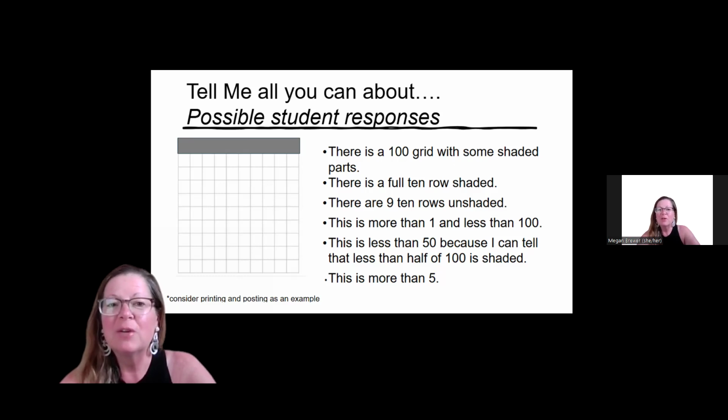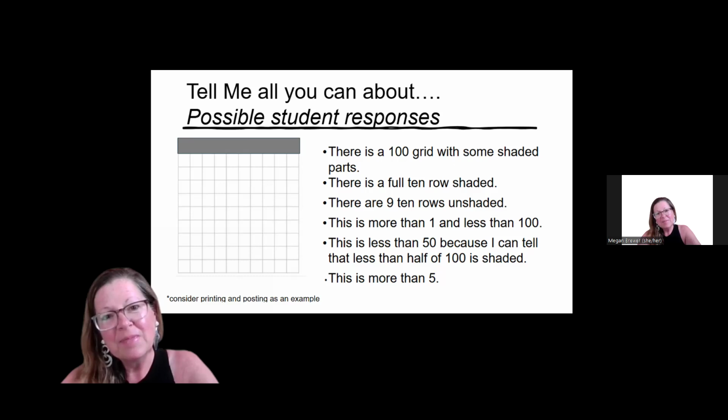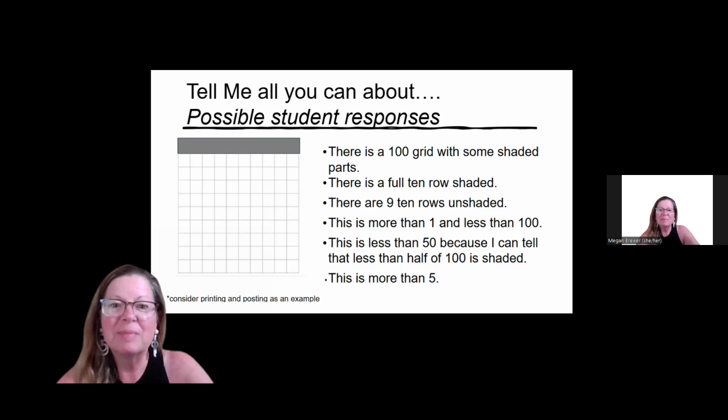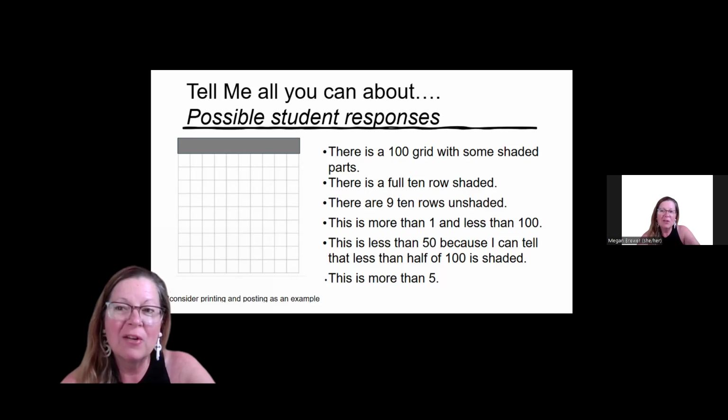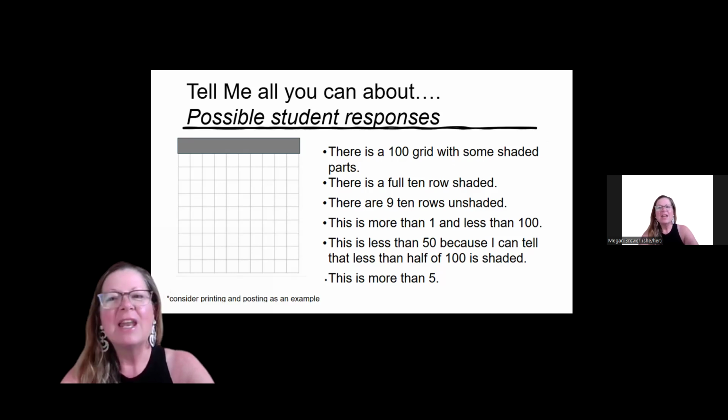There is a 100 grid with some shaded parts. There is a full 10 row shaded. There are 9 10 rows unshaded. There is more than 1 and less than 100 shaded. This is less than 50 because I can tell that less than half of the 100 are shaded. This is more than 5. So again, all of those are correct, but we can tell a lot about where students are in their thinking based on their statement. And we're not publicly evaluating their statements.